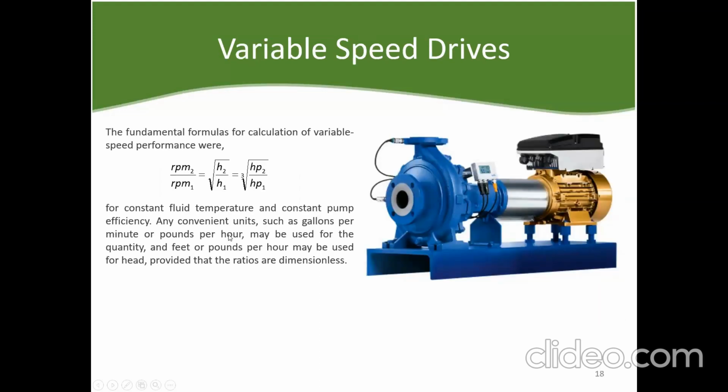Variable speed. So the following formula is for calculation of variable speed performance, where RPM2 over RPM1 is equal to the square root of H2 over H1, which is the cube root of P2 over P1, for constant fluid temperature and constant efficiency. Any convenient unit such as gallons per minute or pounds per hour may be used for quantity, and feet per second per hour may be used for head, provided that the ratios are dimensionless.